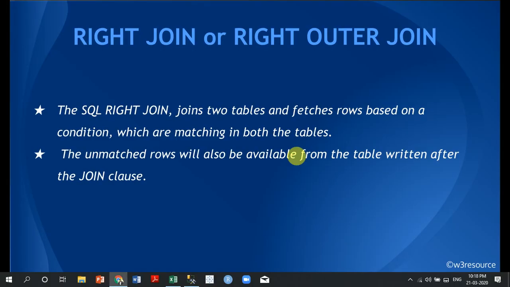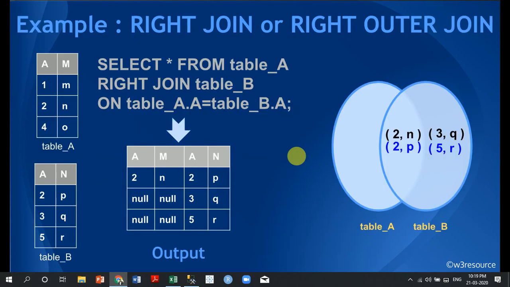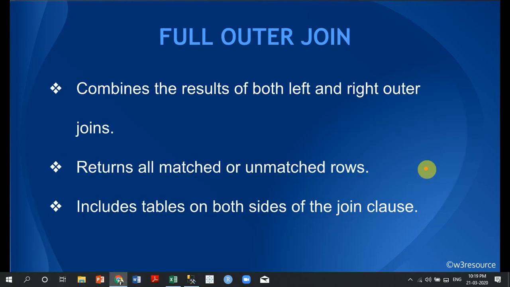So let's move ahead. Now, for right outer join, as we have discussed, let's look at it through a Venn diagram. It is taking all the common records from both the tables, but uncommon records will be taken from the right table. Now moving to the next one, it is full outer join. Now what is full outer join? Actually, this will combine both the tables. It will take all the matching records from both the tables, and unmatching records will also be considered by full outer join from both the tables.